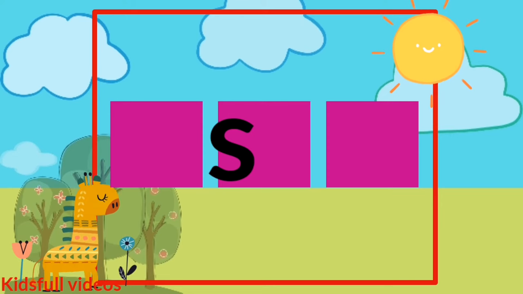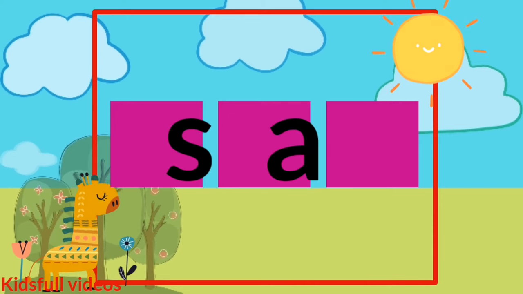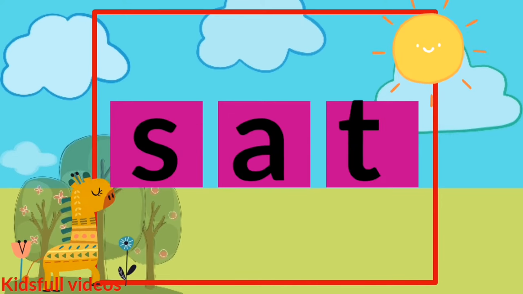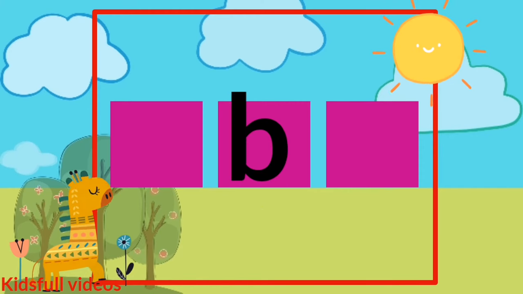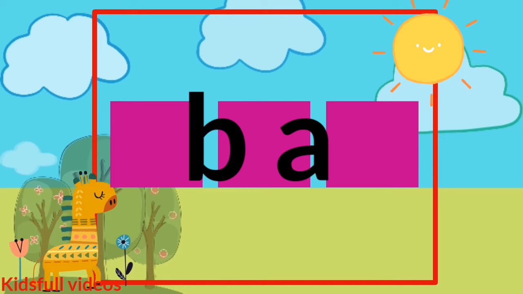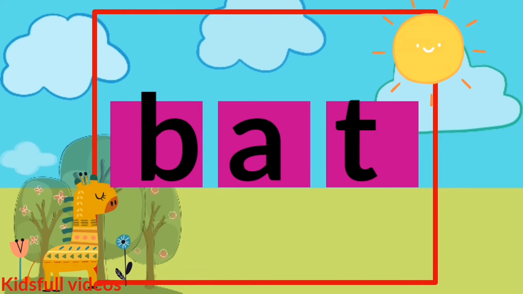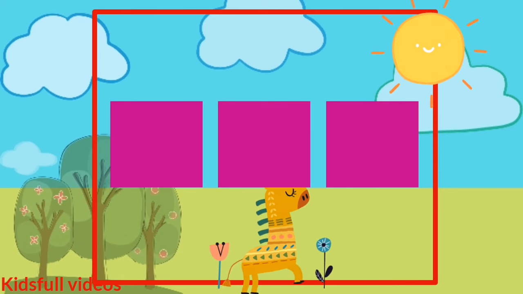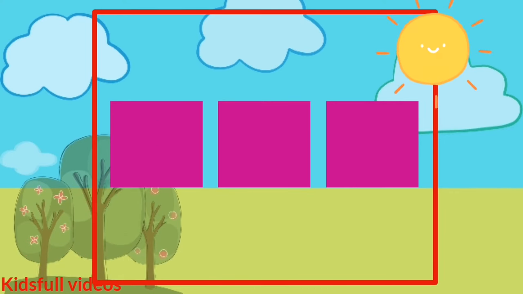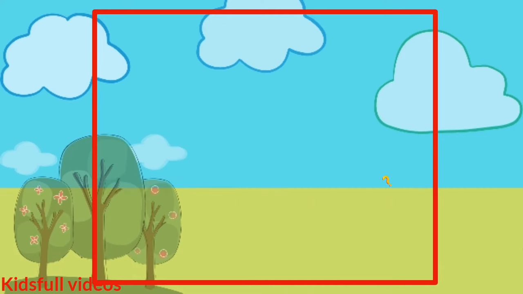S, A, T makes set. B, A, T makes bat. Great job, everyone. Now let's guess the first alphabet of the following words.